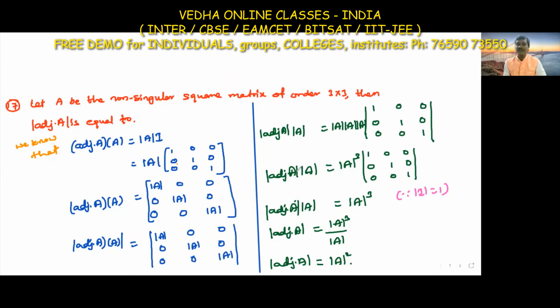And the determinant of adjoint A into determinant of A. So I am taking this determinant of A to that side. Here it is multiplying; if you take it to that side, it divides. Det A whole cube by det A, and one det A gets cancelled. Then we get det A whole square. This is the required solution.